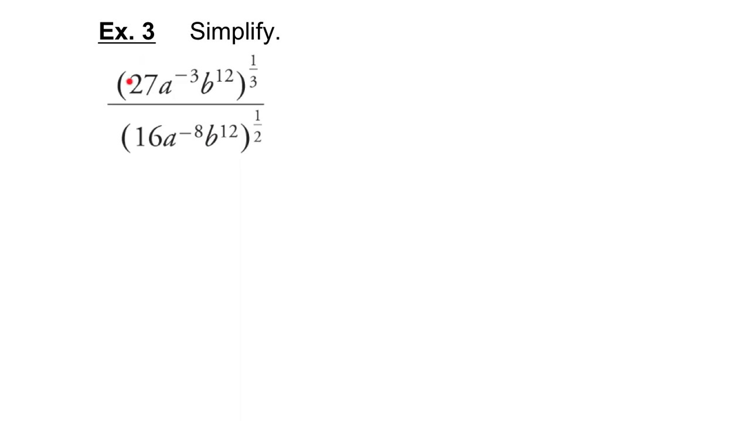But let's look at the numerator. 27 to the exponent 1/3, a to the minus 3 to the exponent 1/3, and b to the 12 to the exponent 1/3. And remember, if you have a power of a power, you just multiply the exponents together. So on the power with a base of a, the exponent would be minus 3 times 1/3. For b, it would be 12 times 1/3.